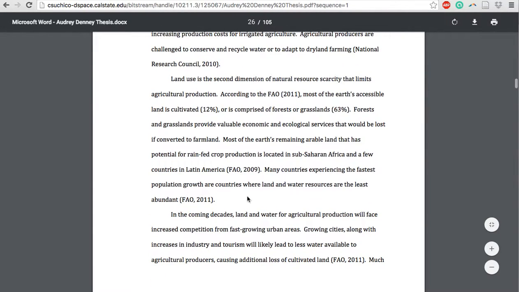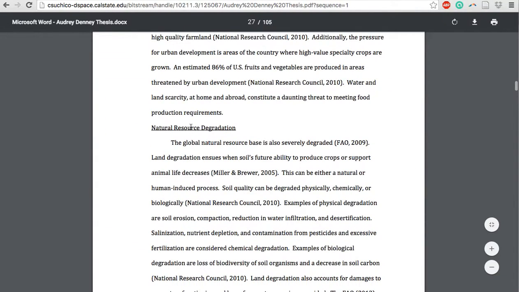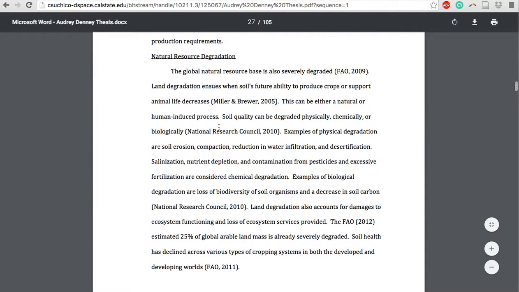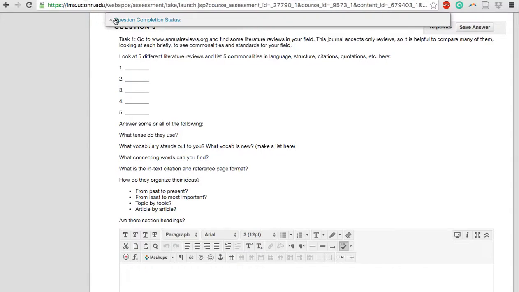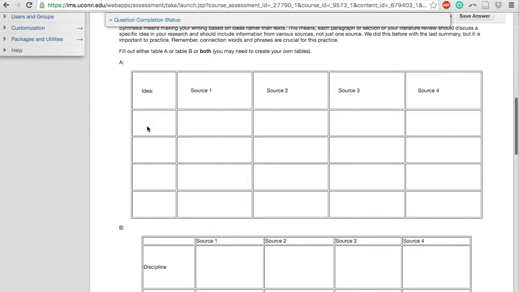You notice it's all citations. They barely use quotations here. This is another idea. And then they have all of these. So if you were to break this down, this would go into the chart, natural resource degradation. This would go right into your chart right here. Idea, natural resources degradation.